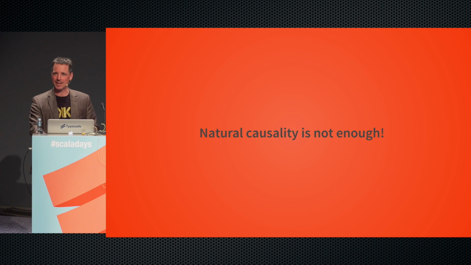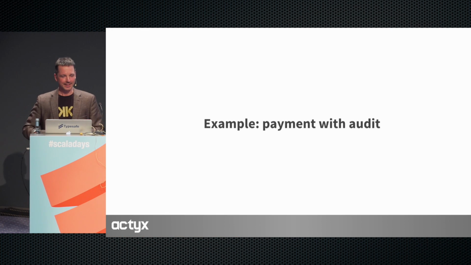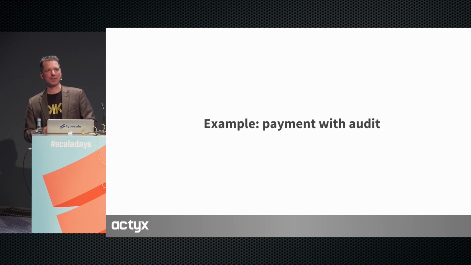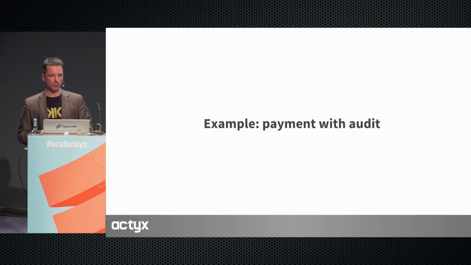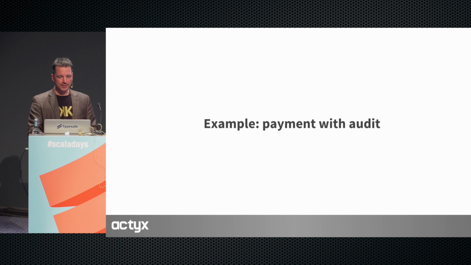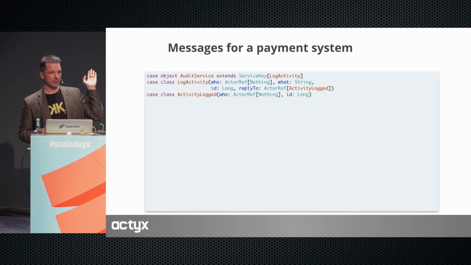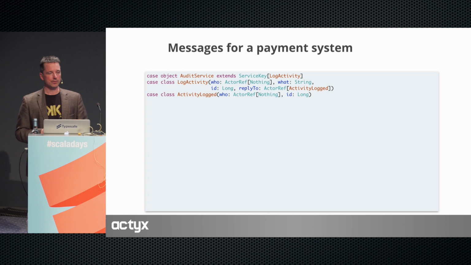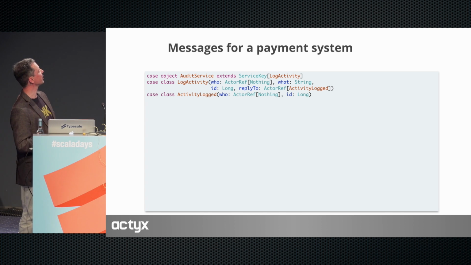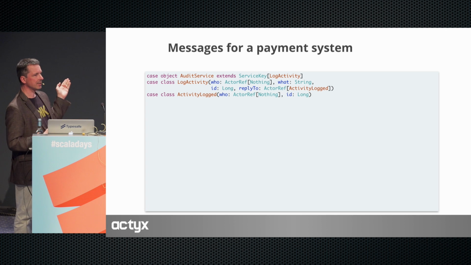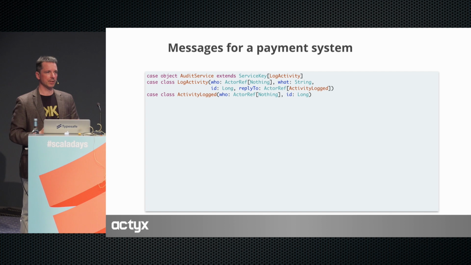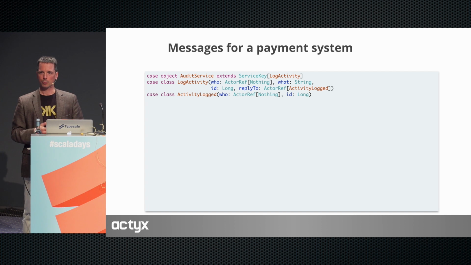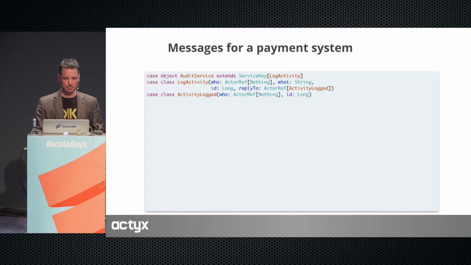So I'm going to show you an example to motivate what I mean with that. It's a payment that we want to do using a payment gateway with an audit that we also need to perform. Again, I'm just showing the message types to describe the protocol. We have an audit service. There's a service key for it, so it can be looked up. It has basically a request-response protocol. You can log an activity, and then you get back confirmation that the activity has been logged. Plain and simple. So we can do audits.